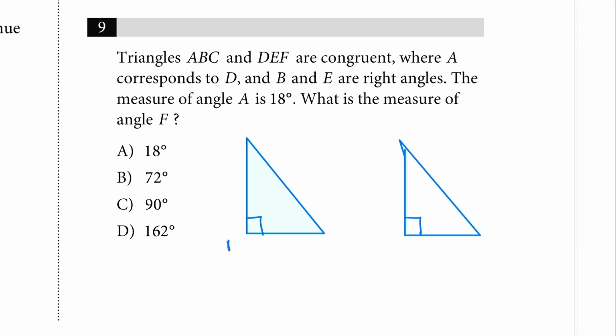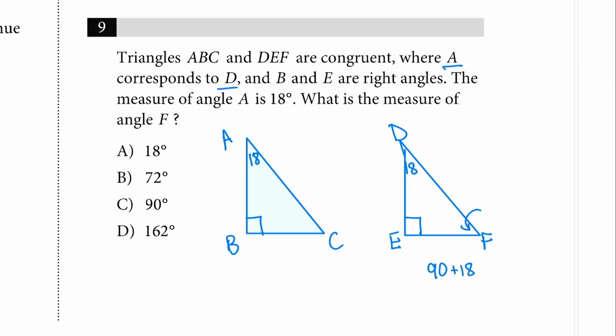We know we have right angles. A is 18. D is also 18 because A corresponds to D. So then we're looking for angle F. Angle F is going to be the same measure as angle C.